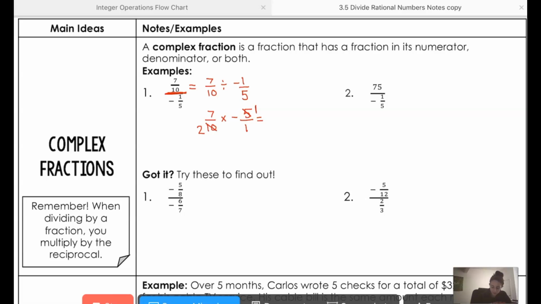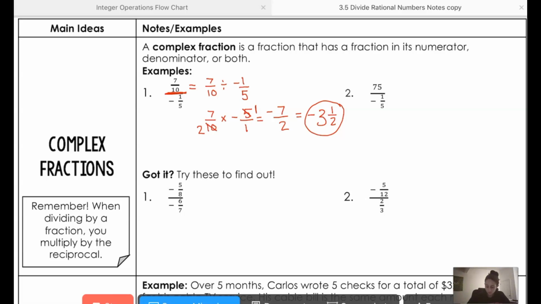So now I can multiply my numerators. 7 times 1 is 7, and 2 times 1 is 2, and it was a positive divided by a negative, so my answer will be negative. And now I just need to make that improper fraction a mixed number. So 2 goes into 7 3 whole times with 1 out of 2 left over, so negative 3 1/2.